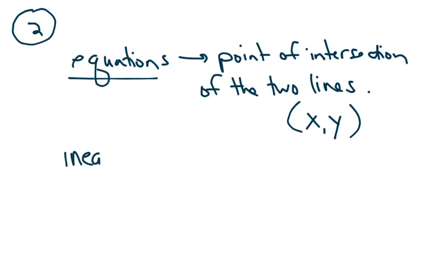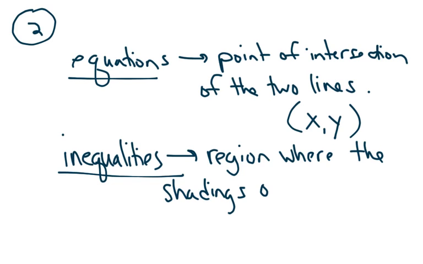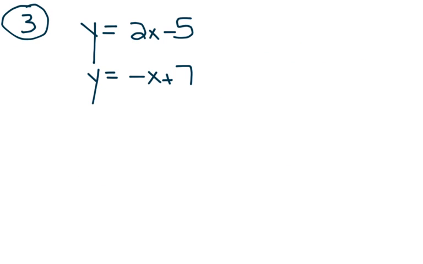However, if they are inequalities, the solution is not a point. The solution is going to be the region where the shadings overlap. Because in a system of inequalities, we shade each inequality. The region of the graph where both shadings overlap is where your solution will be.